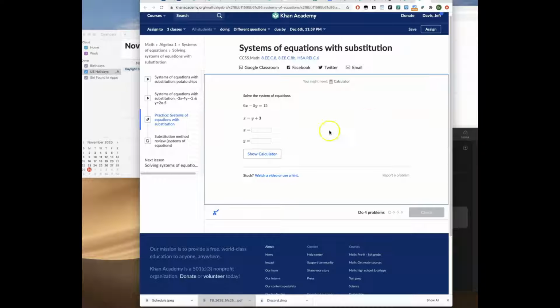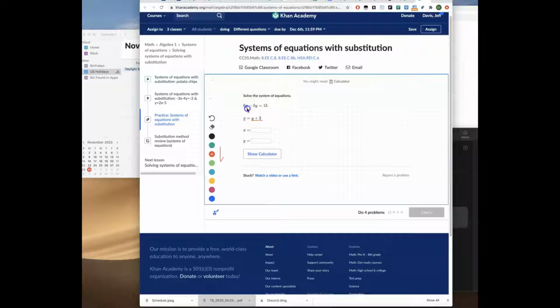Systems of equations with substitutions. This is what I was trying to go through for you guys in the little lecture we did. So you've got one equation that is solved for one of the variables. I know that x and y plus 3 are the same.